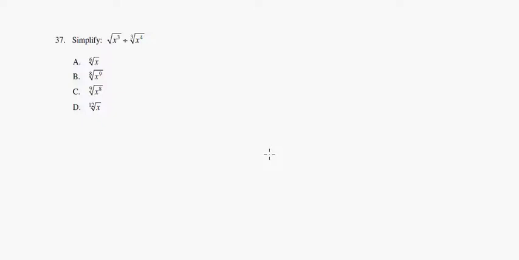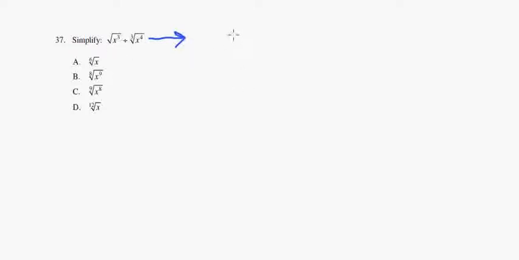Alright, question 37 for Practice Provincial B asks us to simplify the following: the square root of x cubed divided by the cube root of x to the 4. Alright, as it's written, this is going to be kind of hard to work out. So I'm going to rewrite it using our exponent rules.